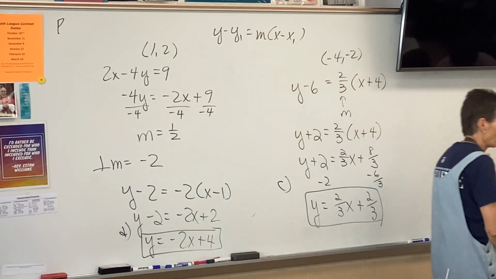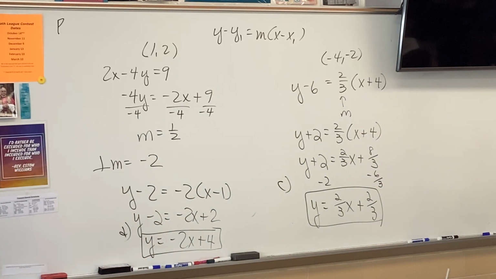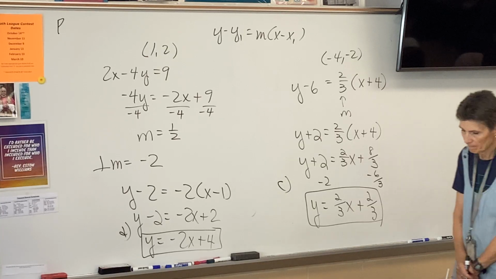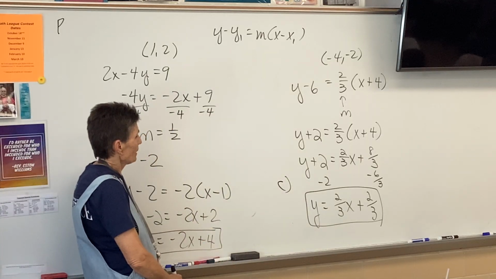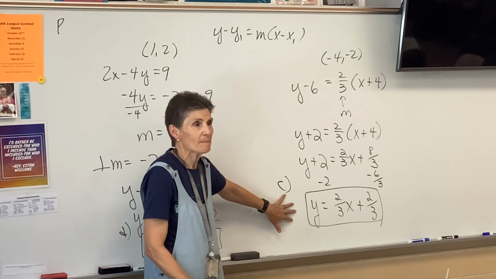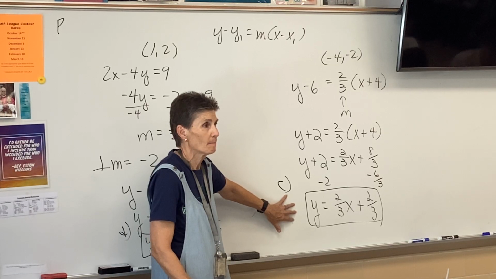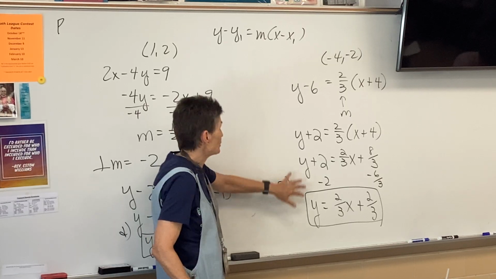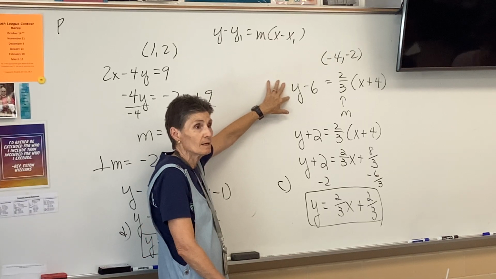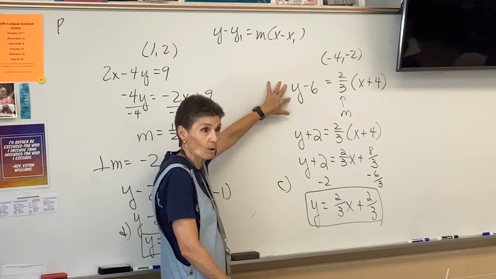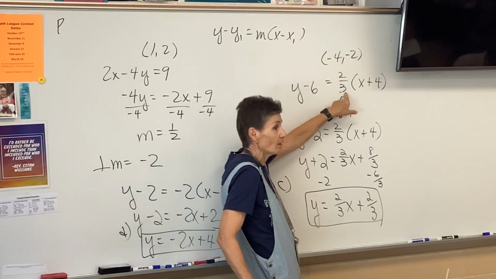Okay, guys. I got this for C. Did anybody match that one for C, problem C? Yeah. When you look at this equation, they gave you this one. This was in point slope form already. So couldn't I just tell the slope was right there?